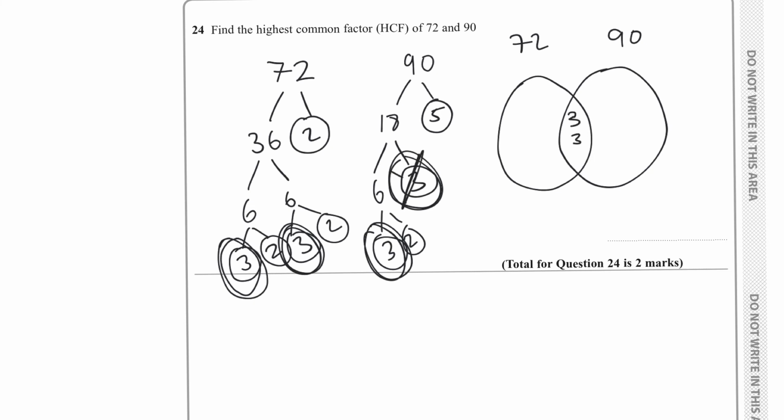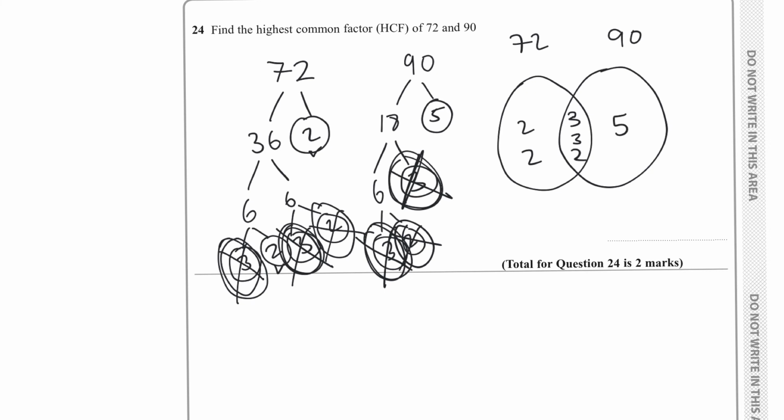And you can even cross it out sometimes to help you know what you've already put in the Venn diagram. And they both have a 2 in common. So that's going in the middle. So what's left? 72 has another 2 and another 2. So that would go on the 72 side. 90 just has the 5.